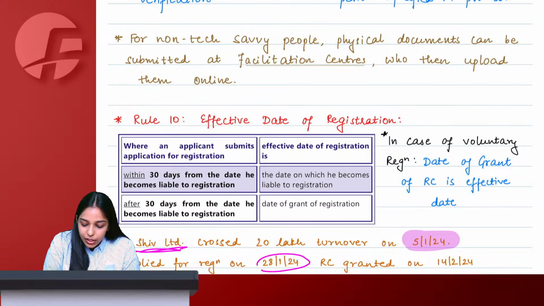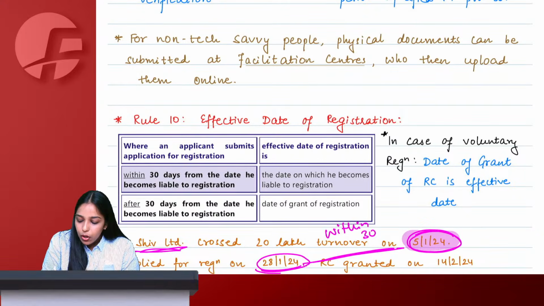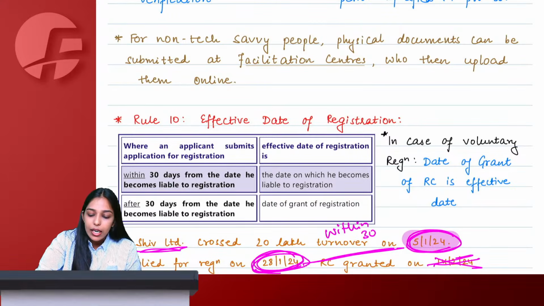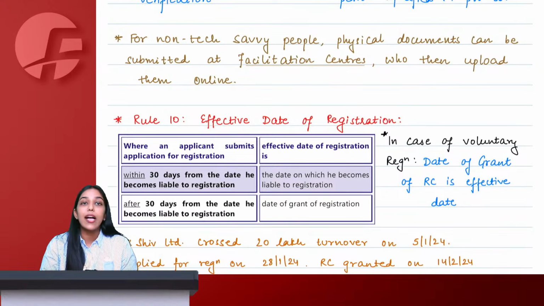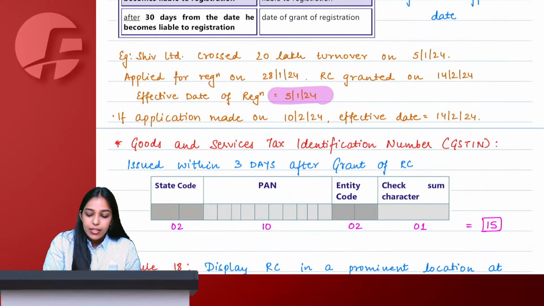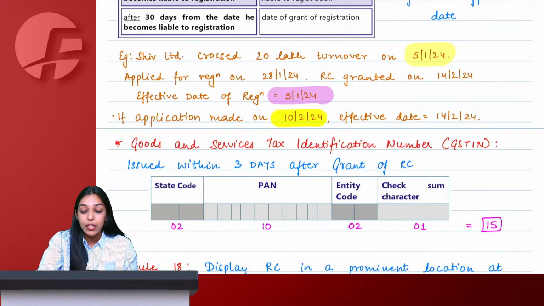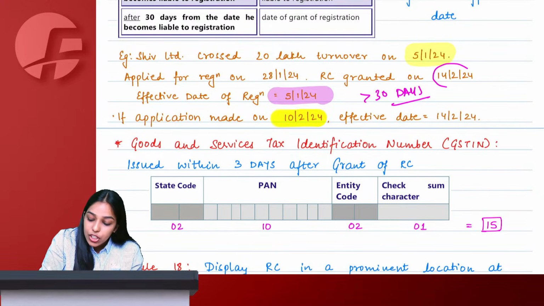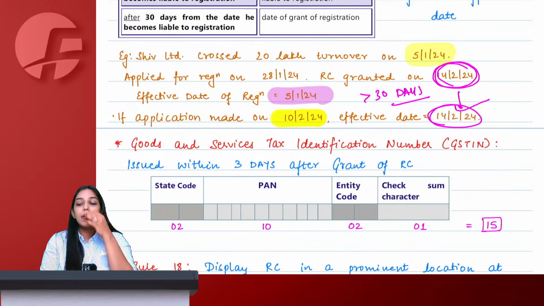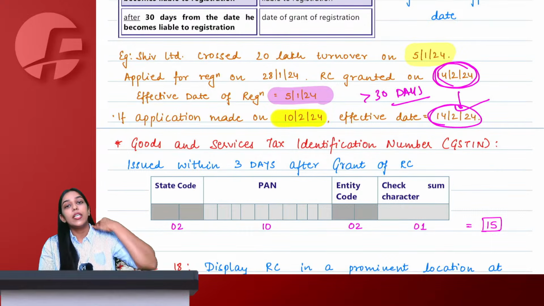I applied on 28 Jan, which is within 30 days, right? I became liable on 5 Jan. I applied on 28, which is within 30 days. Therefore, the RC date is irrelevant and 5 January becomes my effective date of registration, the day on which I actually became liable. But if in the same example, let us assume the application was made on 10th February. I became liable on 5 Jan, so it is after 30 days. Therefore, the day on which I actually get RC, which is 14 Feb, becomes my effective date of registration.